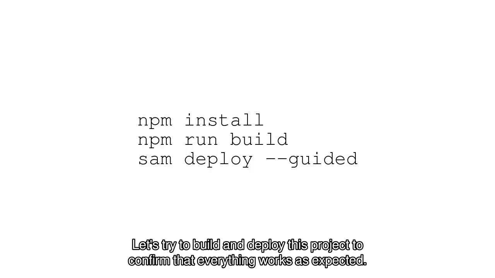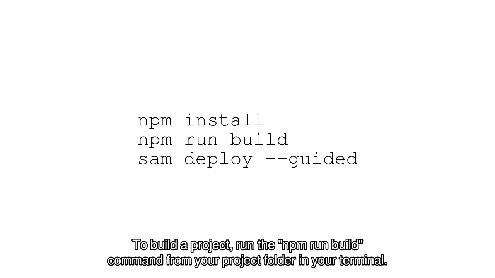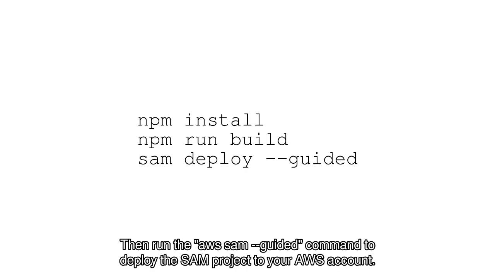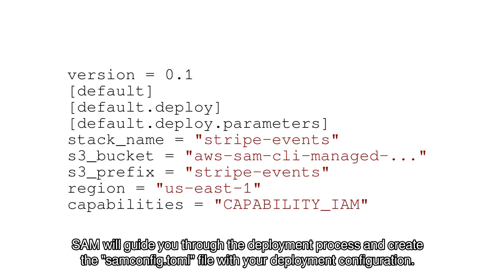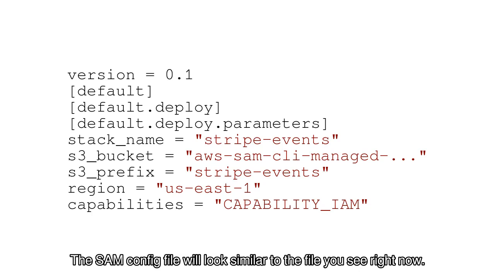Let's try to build and deploy this project to confirm that everything works as expected. To build a project, run the npm run build command from your project folder in your terminal. Then run the sam deploy --guided command to deploy the SAM project to your AWS account. SAM will guide you through the deployment process and create the samconfig.toml file with your deployment configuration. The samconfig file will look similar to the file you see right now.